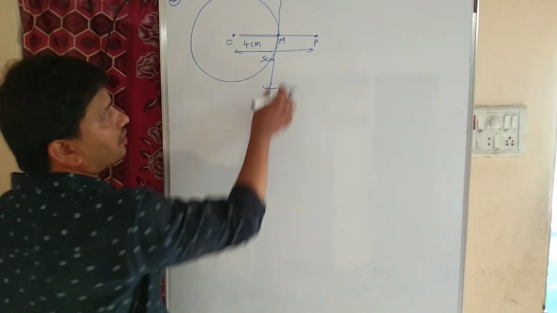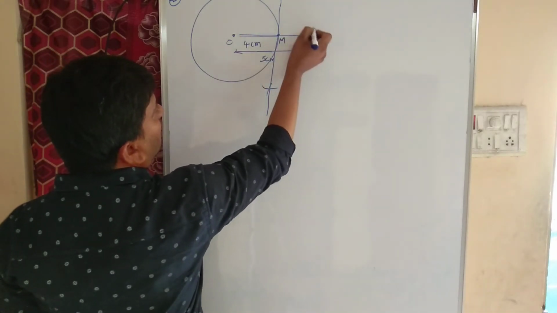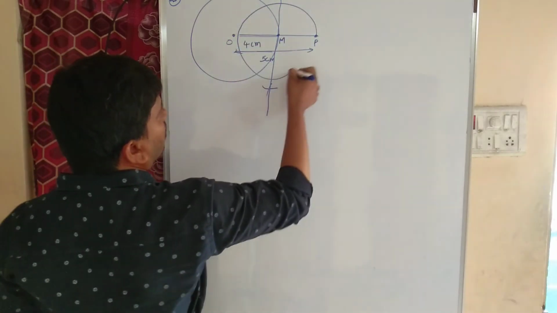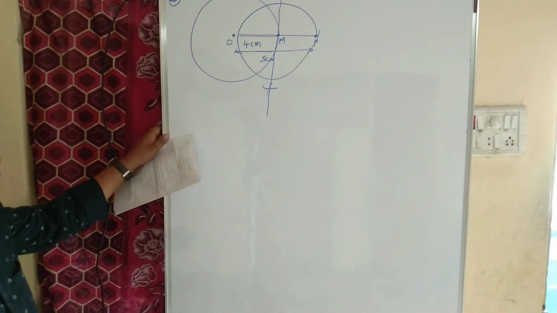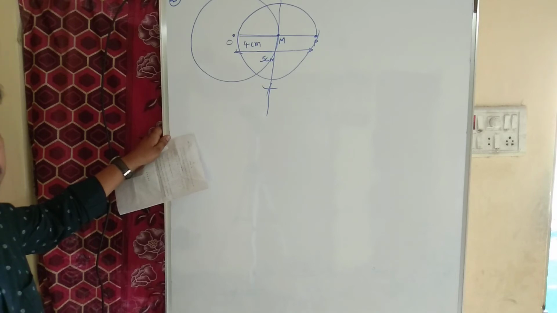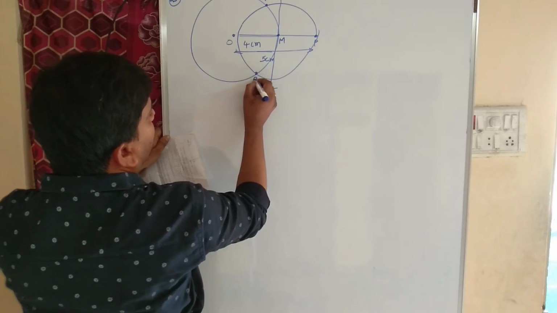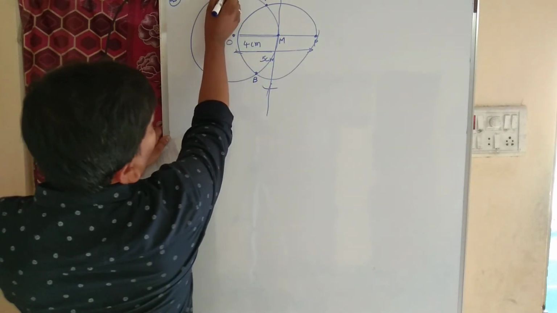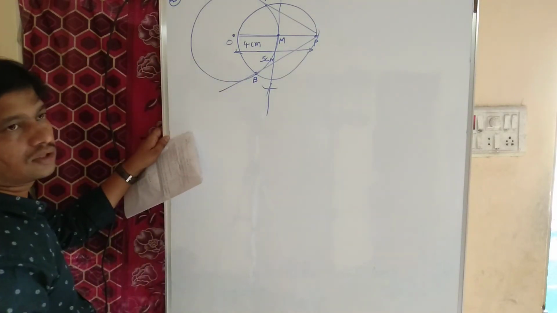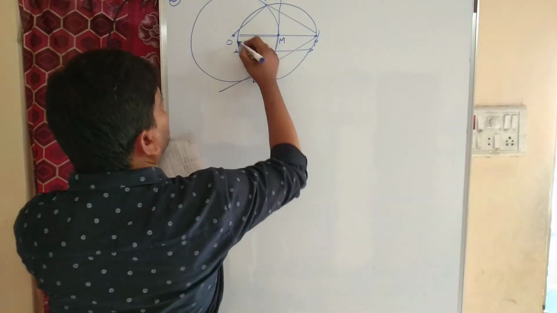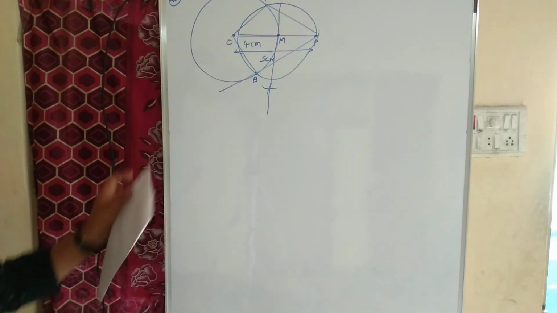Now with M as center, either PM or OM as radius, we need to construct another circle. This circle intersects the previous circle at two different points A and B. Now join PA and PB, as well as join O to A and O to B. So PA and PB are the required tangents.